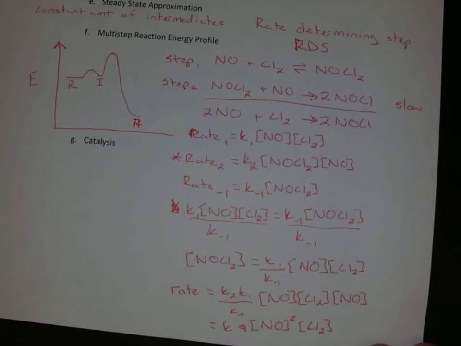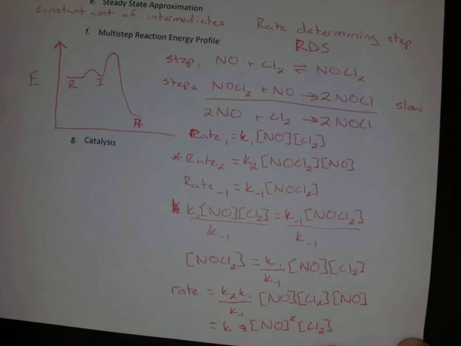And I can evaluate and say, is NO second order? In my experimental measurement of my reaction, does my rate law have NO concentration squared? If it does, and it has Cl2 as a first-order reactant, then I can say this mechanism is a plausible mechanism for that reaction, okay? So that is really what we want to be able to do: evaluate our rate laws and see if this mechanism fits with our experimental rate law, based on the math that we do with those rate laws.